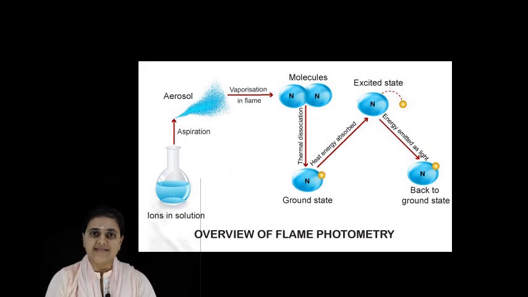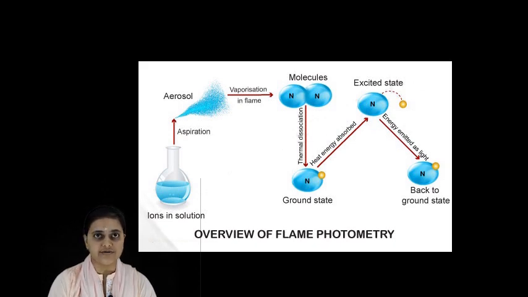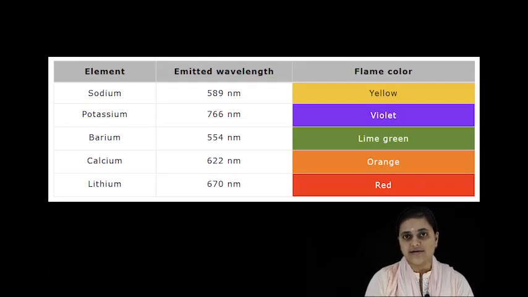When these atoms return to the ground state, as I already said, they emit radiation at particular wavelengths. These wavelengths lie in the visible region of the spectrum, which, as all of you know, ranges from 400 nanometers to 700 nanometers. Within this range our human eyes can see it. For example, the element sodium emits radiation at 589 nanometers, and the color of the flame is yellow.